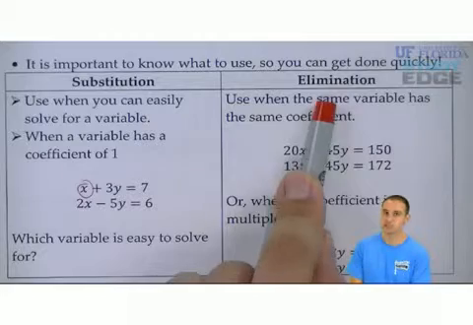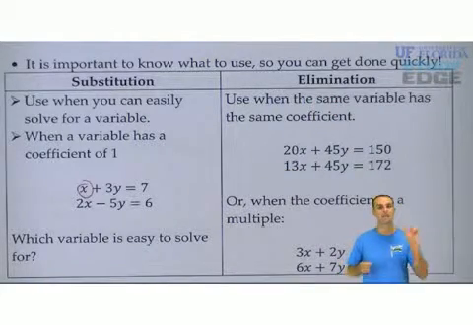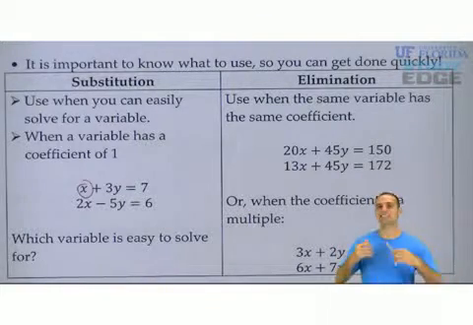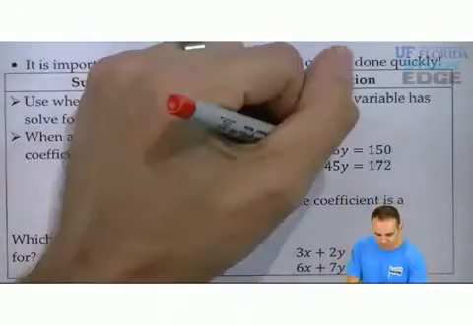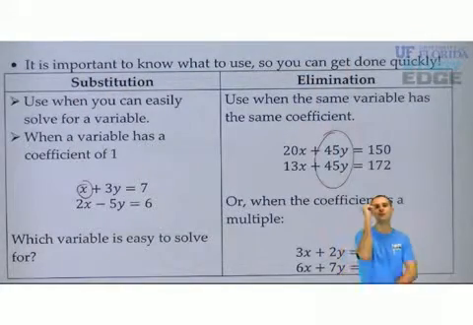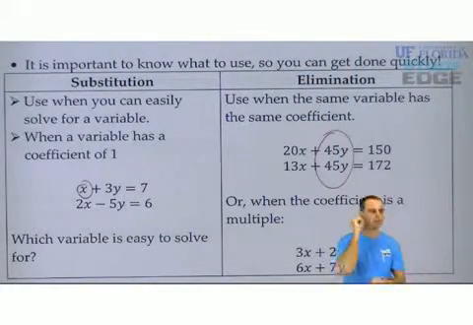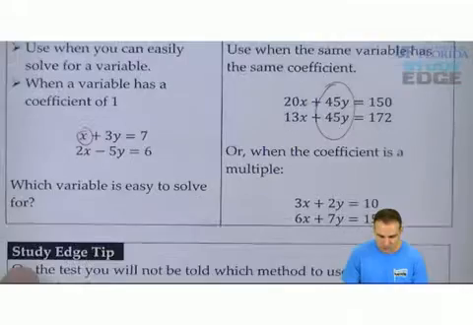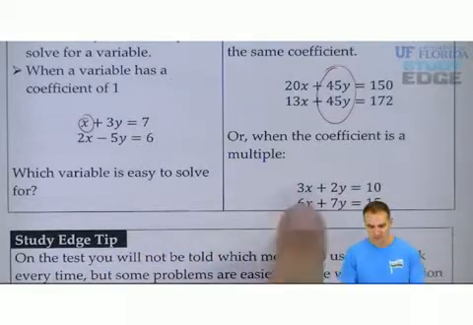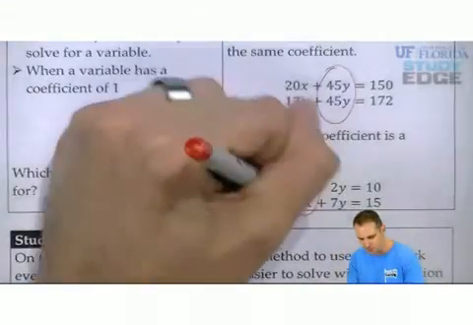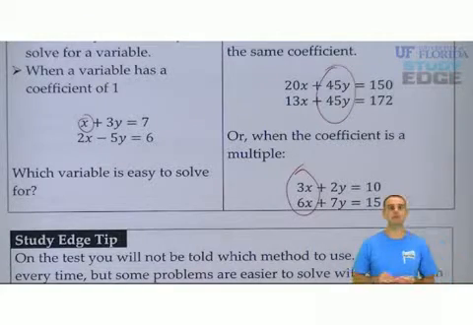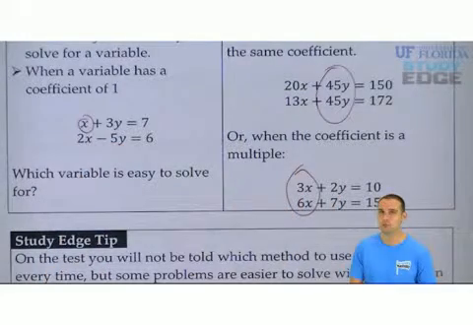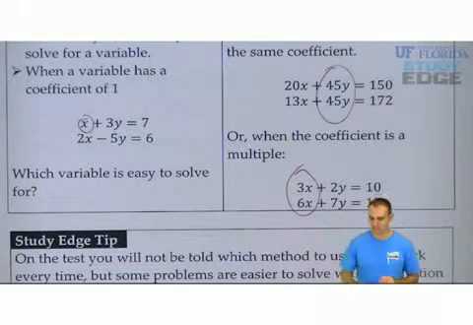Then there's elimination. With elimination, you should recognize one of two things. You would use elimination when you see the same variable has the same coefficient. 45 and 45, that's a match. You see 45 and 45, or 7 and 7, or 2 and 2, I'm going to use elimination. Or when you see the coefficient is a multiple. Not 2 and 7, but rather 3 and 6. 3 times 2 gives you 6. So if you see a match or a multiple, again, I'm going to use elimination.